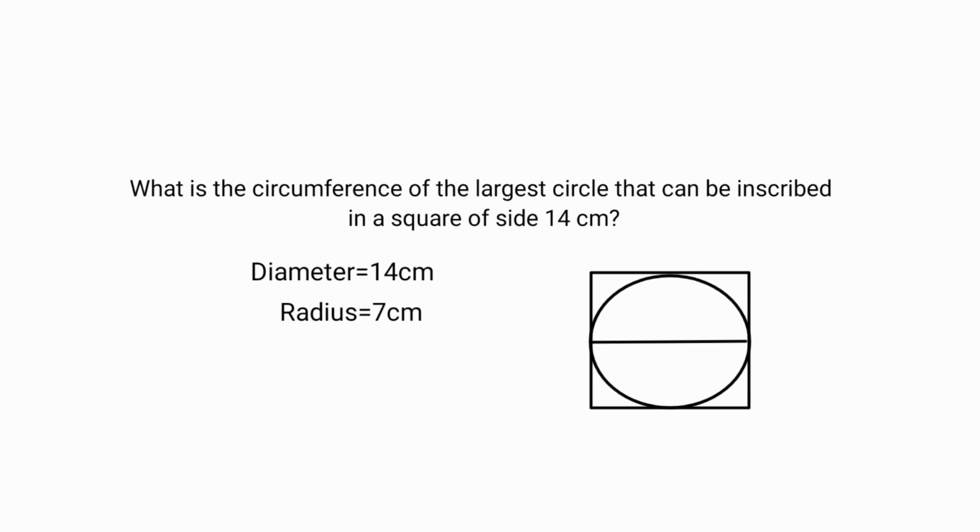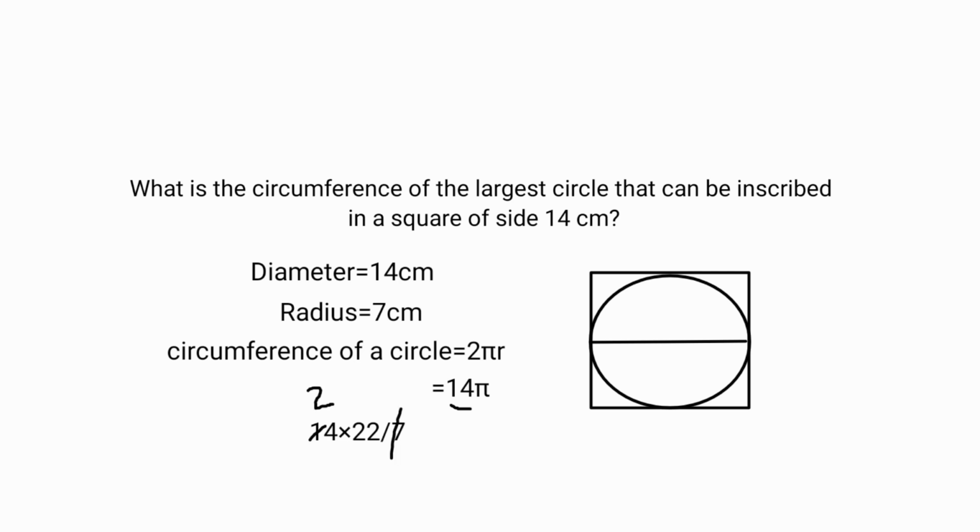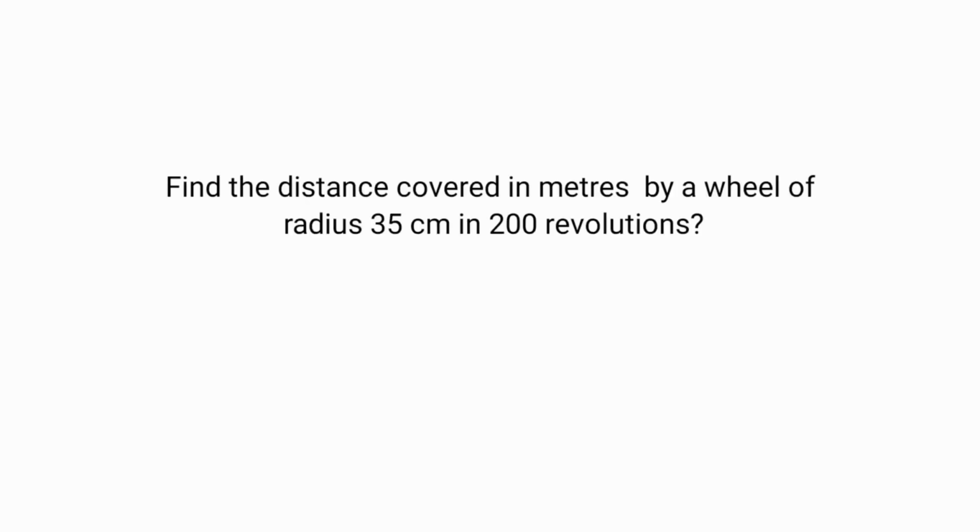Now our question is to find out the circumference of the circle. We know the formula for the circumference of a circle is 2 pi r. Here r is 7, so 2 pi into 7, that is equal to 14 pi. Now to give the value of pi, remember one thing: if along with pi we have a multiple of 7, take the value of pi as 22 by 7. So 14 into 22 by 7. 7 and 14 you can cancel 2 times. So it will be 44 centimeter. Moving on to the next question.